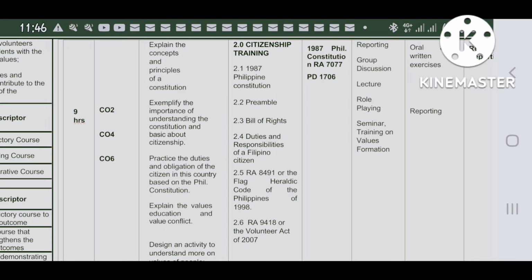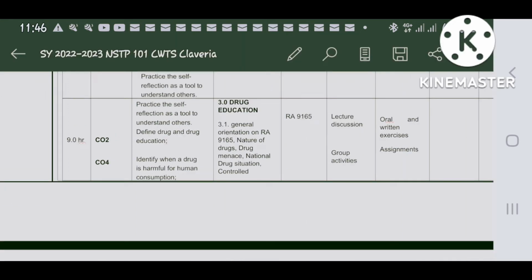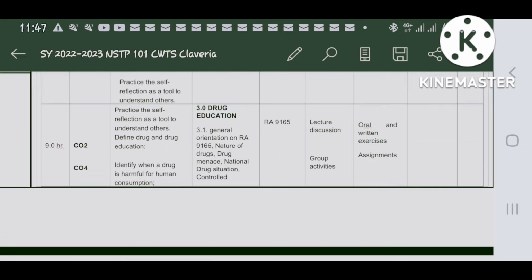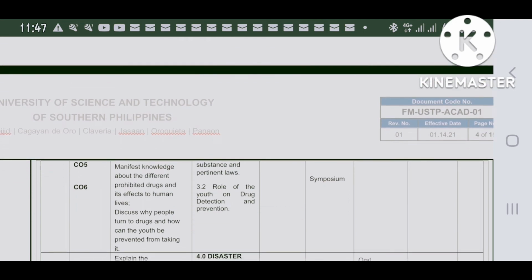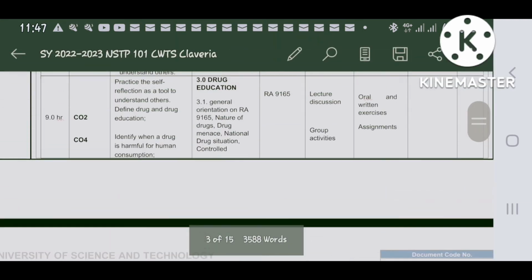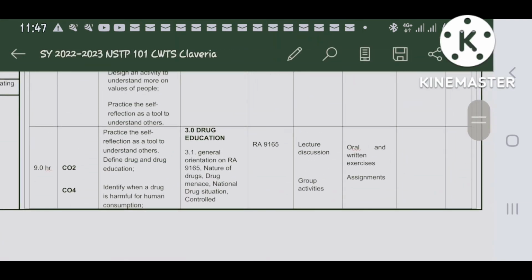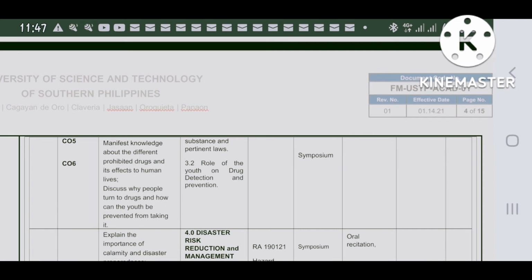And you will be assessed through oral and written exercises, and also you will undergo a series of reporting. For our next topic, that would be drug education. The subtopics for drug education are the following: general orientation on RA 9165, nature of drugs, drug menace, national drug situation, controlled substance and pertinent laws, role of the youth on drug detection and prevention. Now, the following activities under this topic include lecture, discussion, group activities, and symposium.